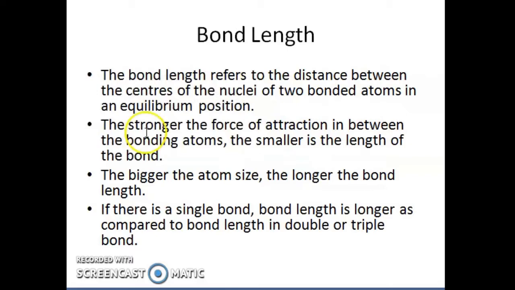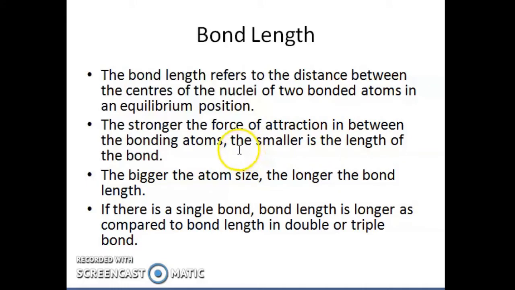So the first parameter is bond length. The bond length refers to the distance between the centers of the nuclei of the two bonded atoms. It is the distance between two nuclei, whichever two bonded atoms we are going to consider. And the bond length is inversely proportional to the force of attraction. So we could say the stronger the force of attraction, the smaller will be the length of the bond.